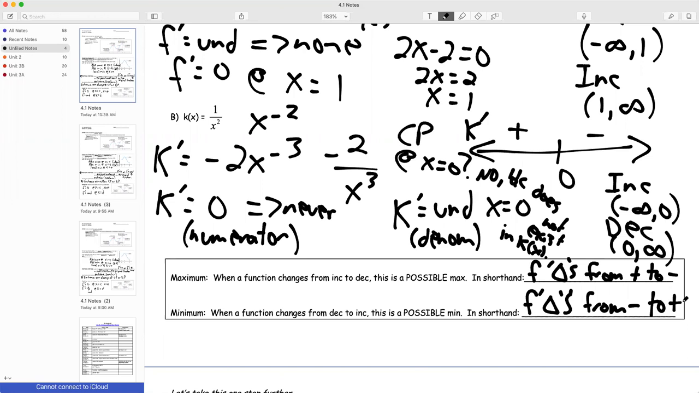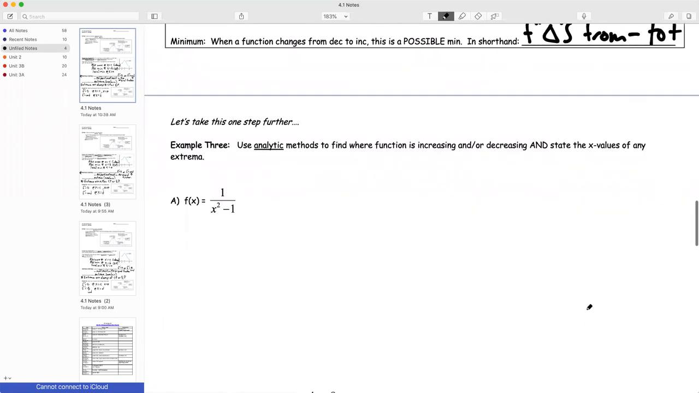All right, turn the page, please. We're going to do a couple more examples and then we will call it a day.